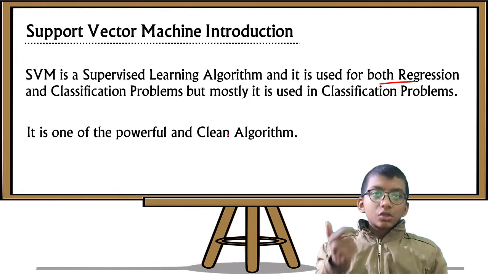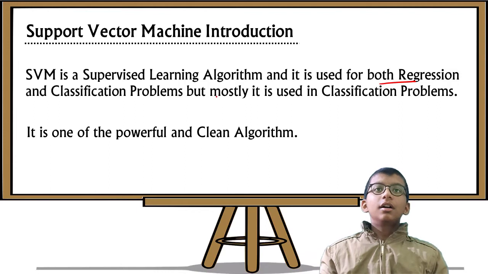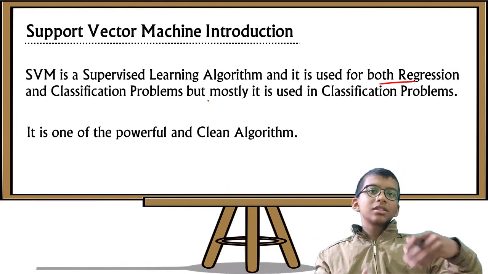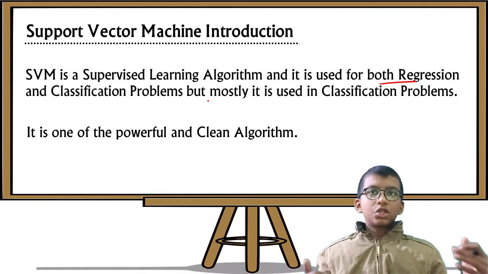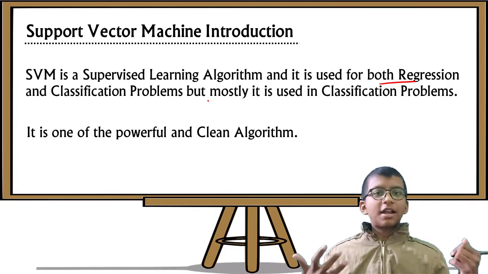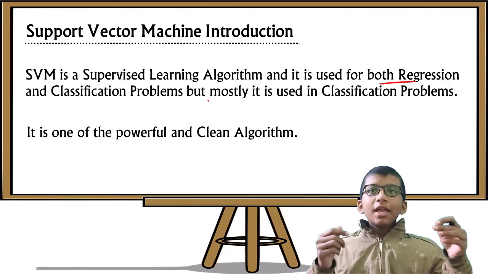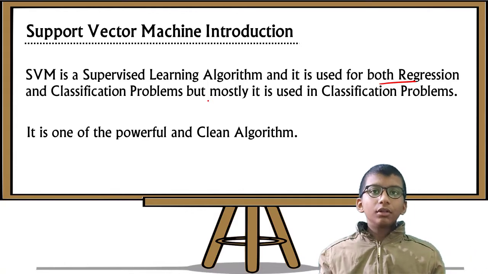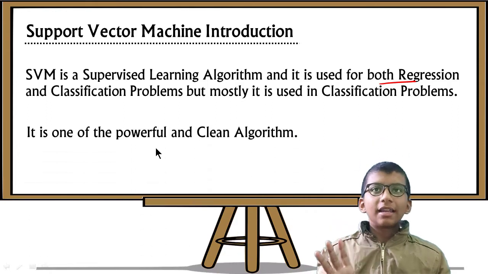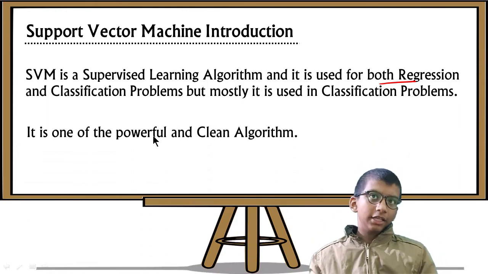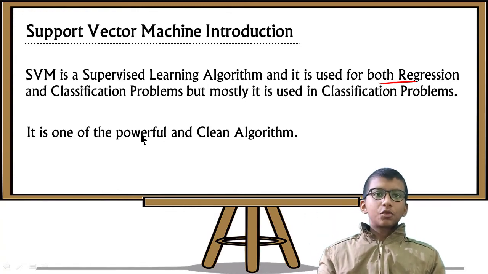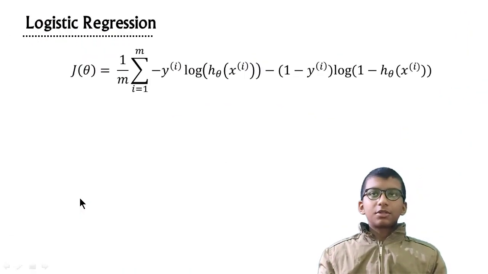But for now, the support vector machine is a supervised learning algorithm, and we can use it for both regression and classification problems, but mostly it is used in classification problems. It is one of the powerful and clean algorithms that you can understand. It means that powerful is the key word here. Those are the two things I wanted to make sure about the support vector machine.